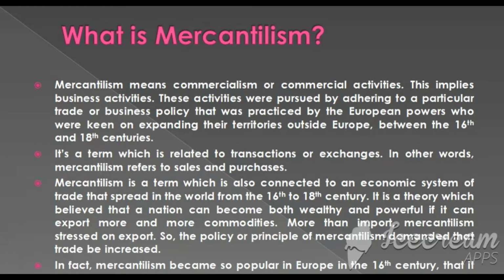What is mercantilism? Mercantilism means commercialism or commercial activities. This implies business activities. These activities were pursued by adhering to a particular trade or business policy that was practiced by the European powers who were keen on expanding their territories outside Europe between the 16th and 18th centuries. It is a term which is related to transactions or exchanges. In other words, mercantilism refers to sales and purchases.